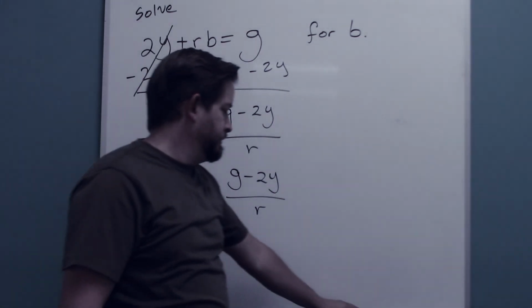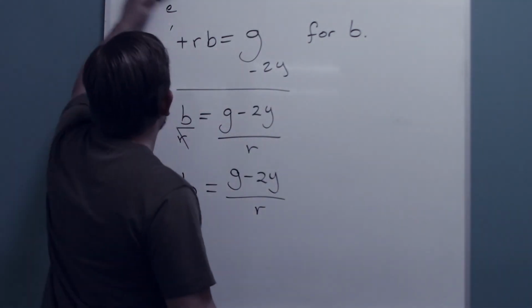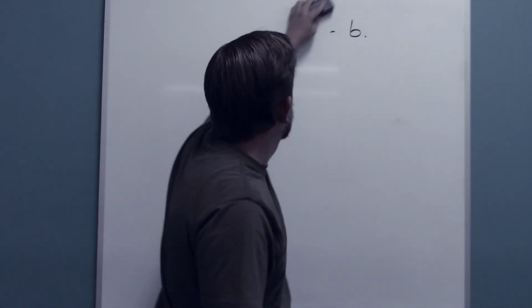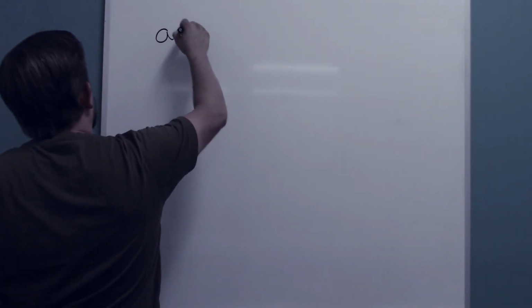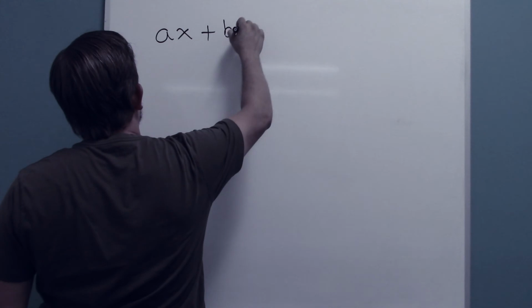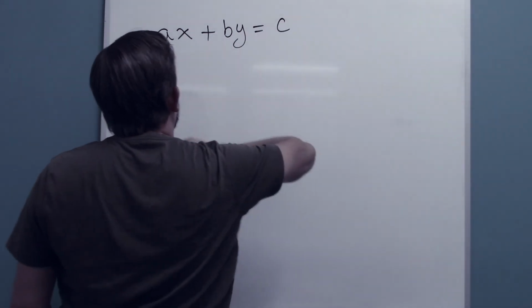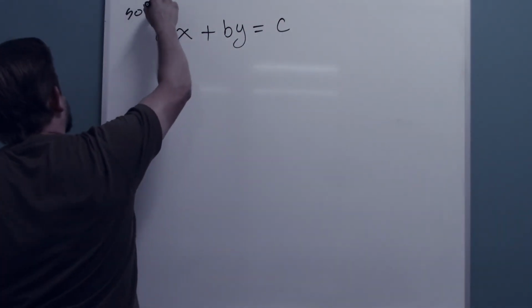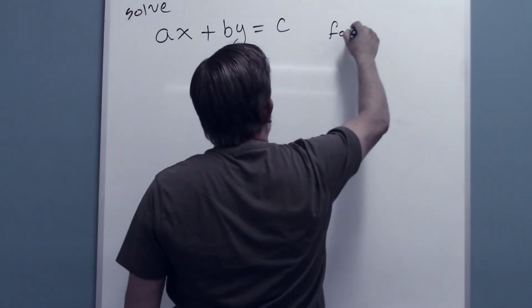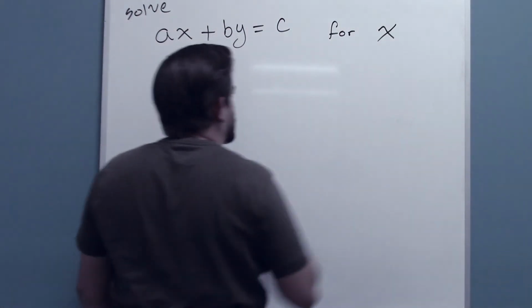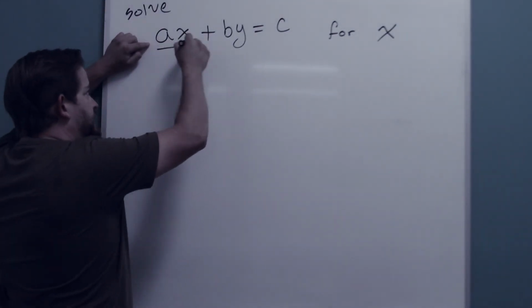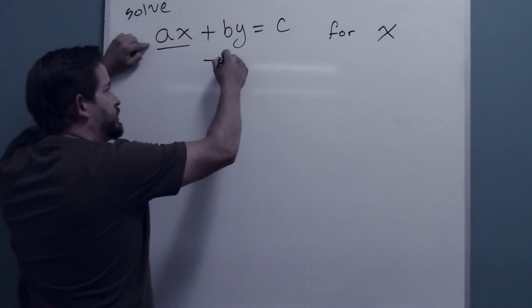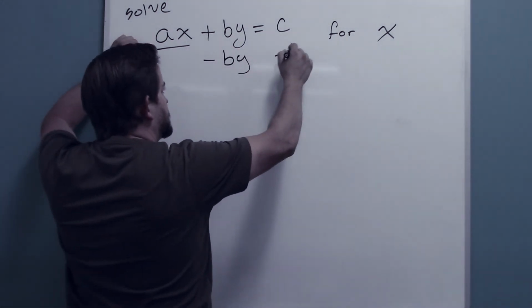Let's take a look at another one of those. Let's say I have a pretty standard one, the standard form of a line. Ax plus by equals c. And let's solve this for, it doesn't matter, let's solve it for x, right? And it'll be very similar to what we just did. I want to get this x term by itself, so I'm going to use the addition principle to subtract by from both sides.